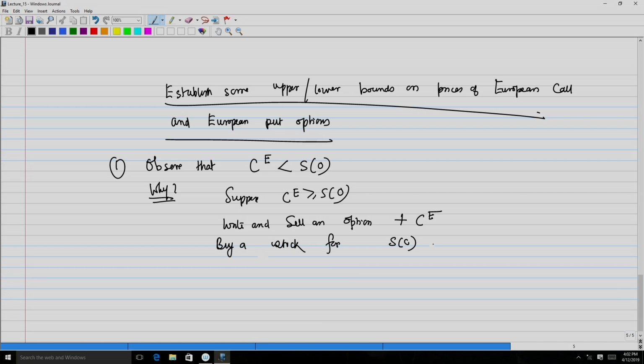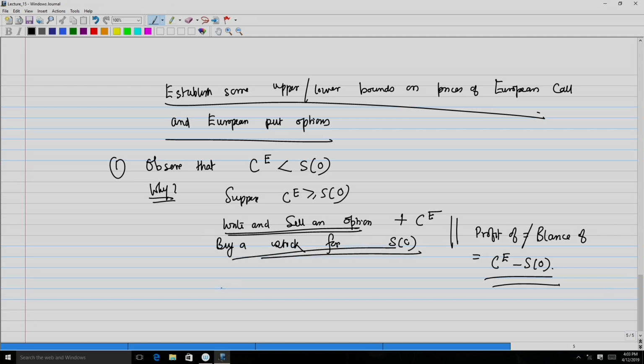right. Now, that means that here in this case I have made a profit of, or rather I should say balance of C E minus S 0. Now that I have actually made a profit here, but I have a position of obligation because I have written an option, but it does not matter because I have already purchased the stock for S 0, and so this means that at time t equal to capital T, I can simply sell the stock for either the strike price X or the prevailing stock price S of capital T.